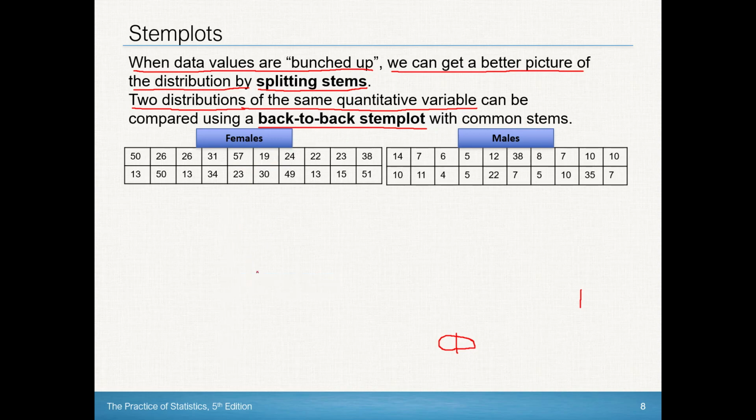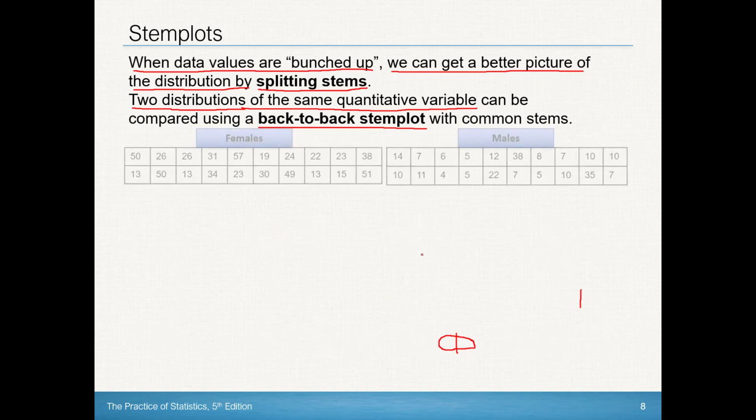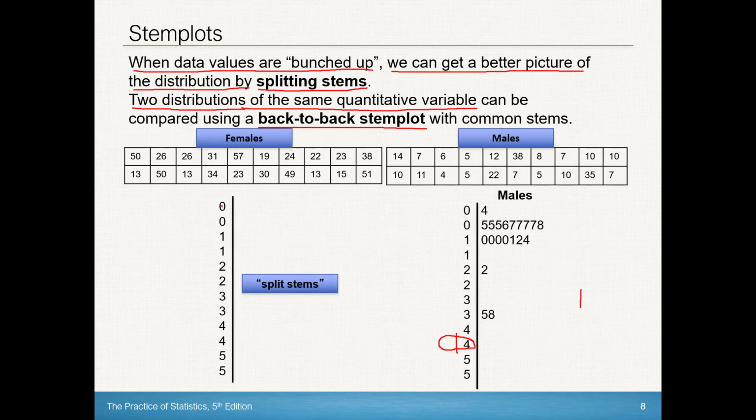Now, the purpose of splitting stems, so we're going to start talking about that, is to get a better visual. Remember last slide, we couldn't really tell what it looked like. So when you split the stems, it gives you a better idea about what it looks like. For the males over here, we split their stems, and you go 0 to 4, 5 to 9, 10 to 14, 15 to 19, and so on. You're making separate ranges for each. You're splitting them. They need to be equal amounts as well. This could have 5 numbers, this could have 5 numbers.